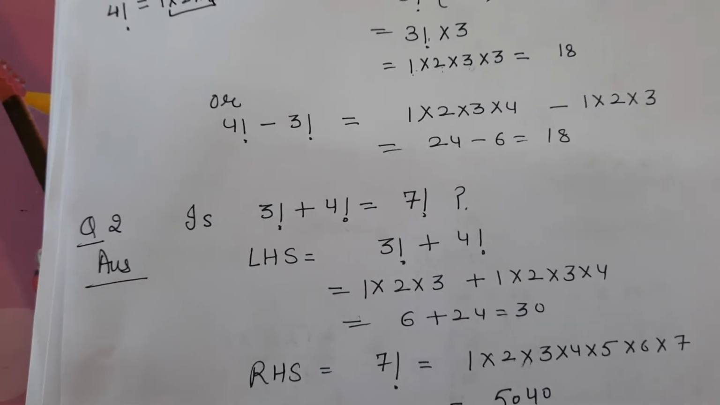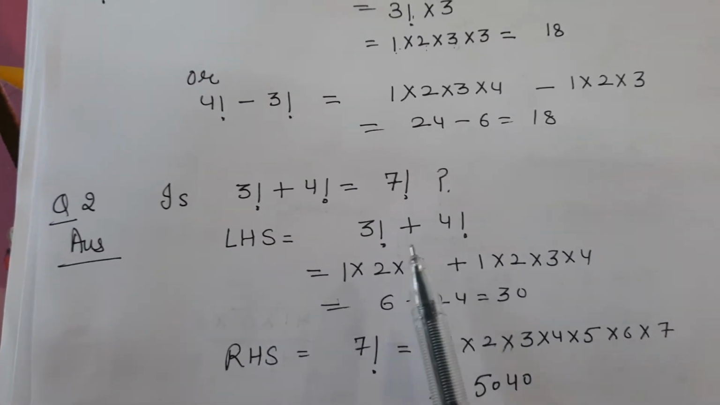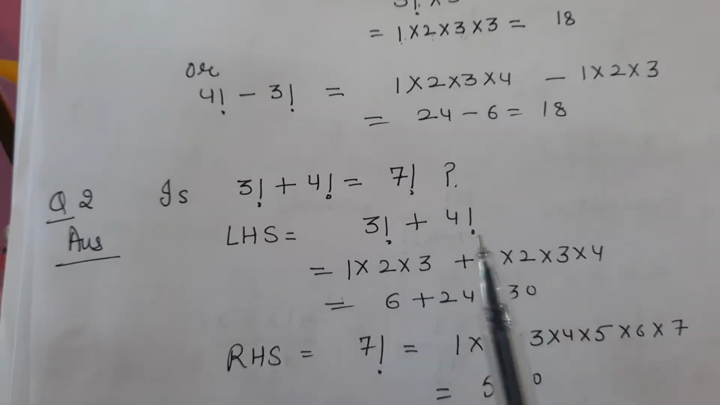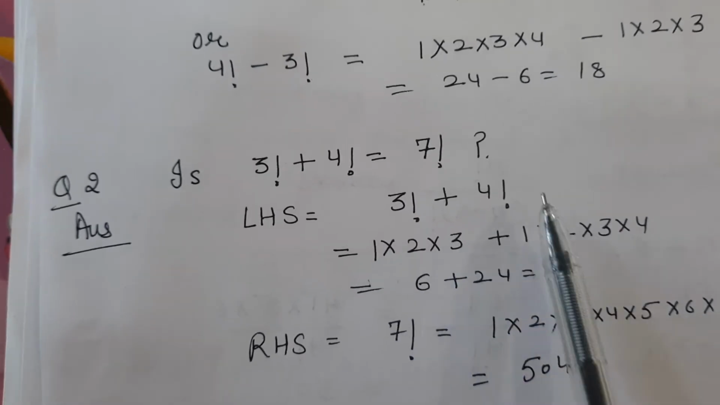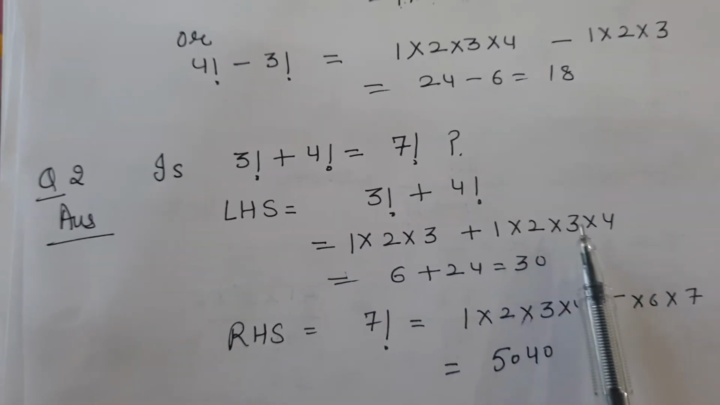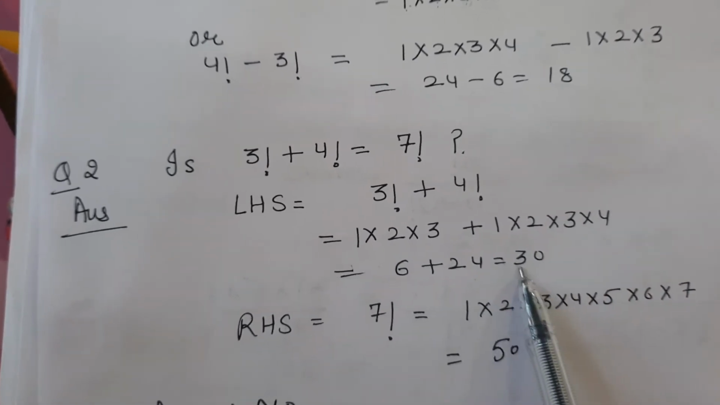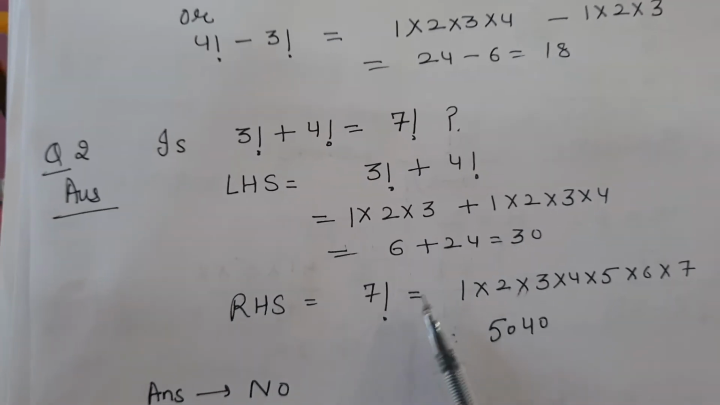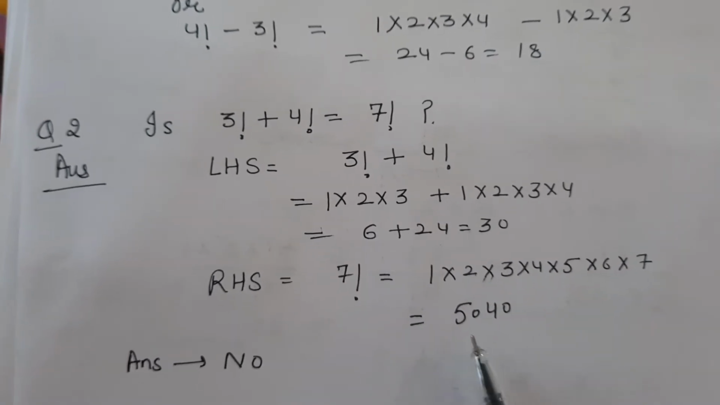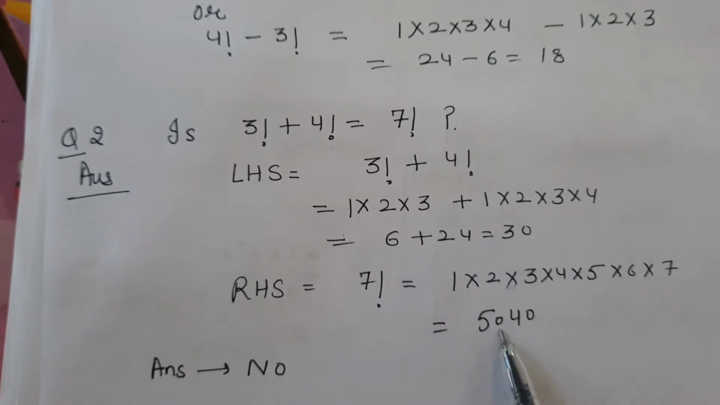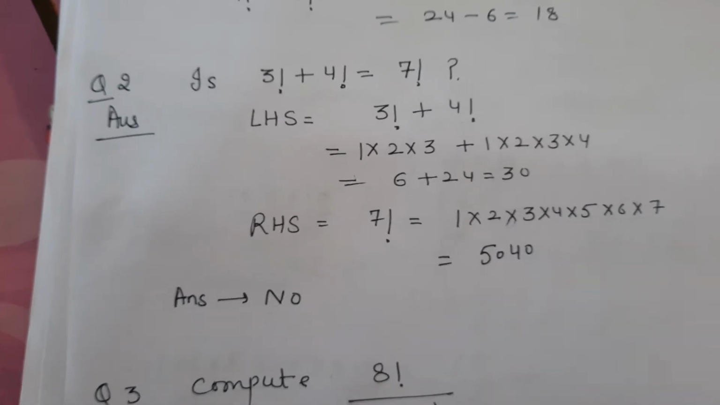Now question number 2. Is 3 factorial plus 4 factorial equal to 7 factorial? You have to check. So first we evaluate the left hand side. This is 3 factorial plus 4 factorial. Now 3 factorial is the product of first 3 natural numbers, 1 into 2 into 3, and 4 factorial is the product of first 4 natural numbers, 1 into 2 into 3 into 4. 6 plus 24, answer is 30. Now if I evaluate 7 factorial, as it represents the product of first 7 natural numbers, you multiply them, your answer will be 5040. Clearly these two sides are unequal. That means left hand side is not equal to right hand side. So we write our answer is no.